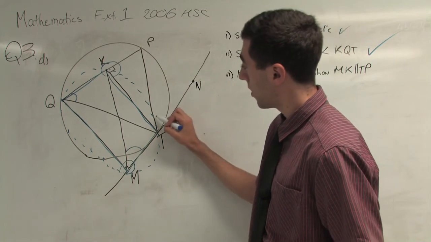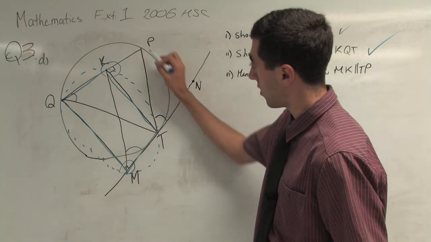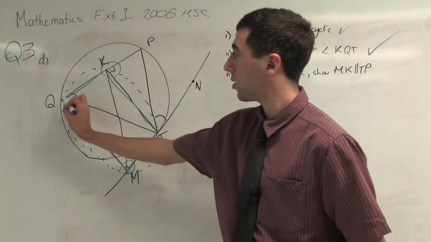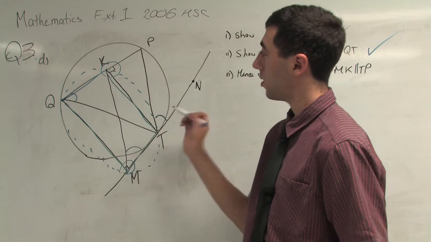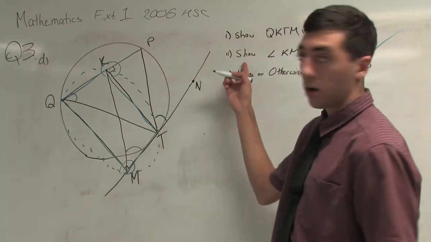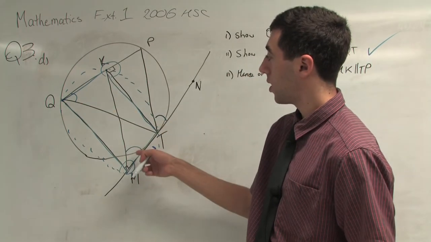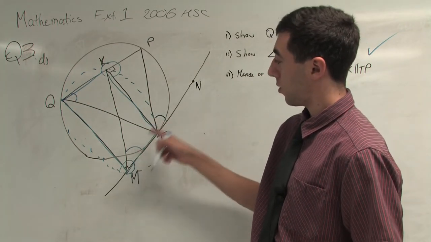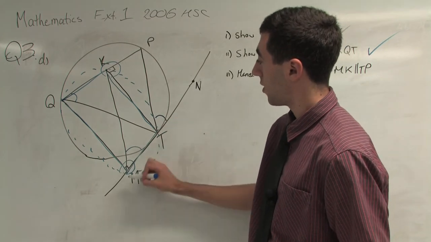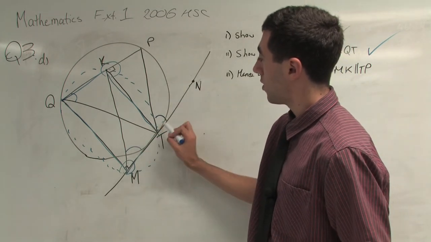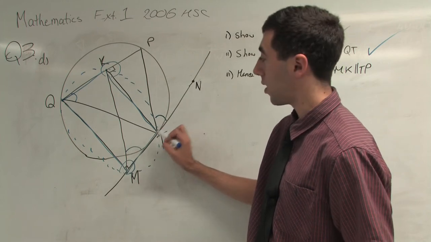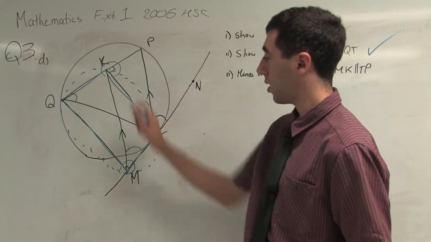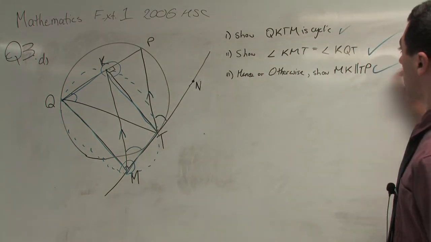So if we look here, this angle here, since it is the tangent and the chord, is equal to the angle in the alternate segment, which is this angle here, PQT. But already we've shown in part I that these two angles are the same. So if this angle is equal to that angle and that angle is equal to that angle, then these two angles must be the same. And since these are all straight lines, these two are corresponding angles that are equal. Thus, these two lines must be parallel. KM is parallel to PT, and you're done.